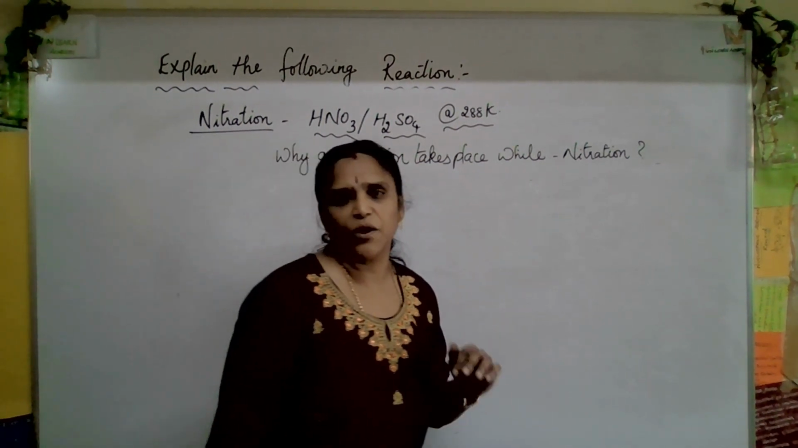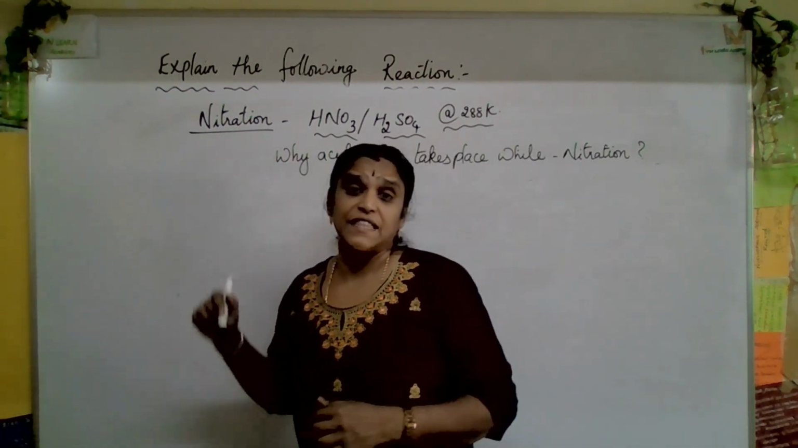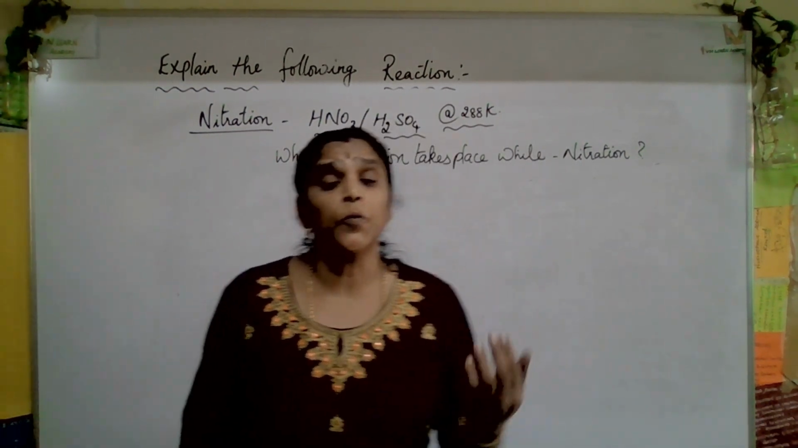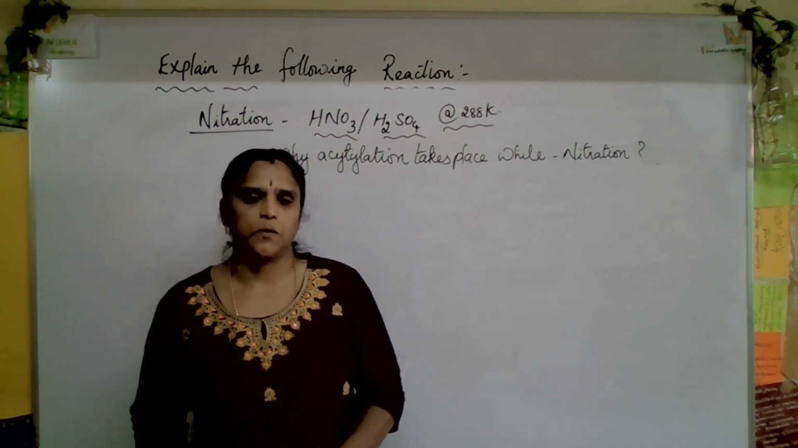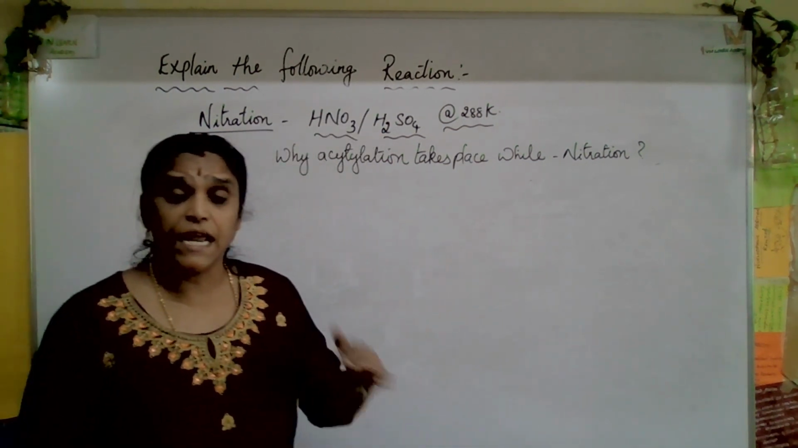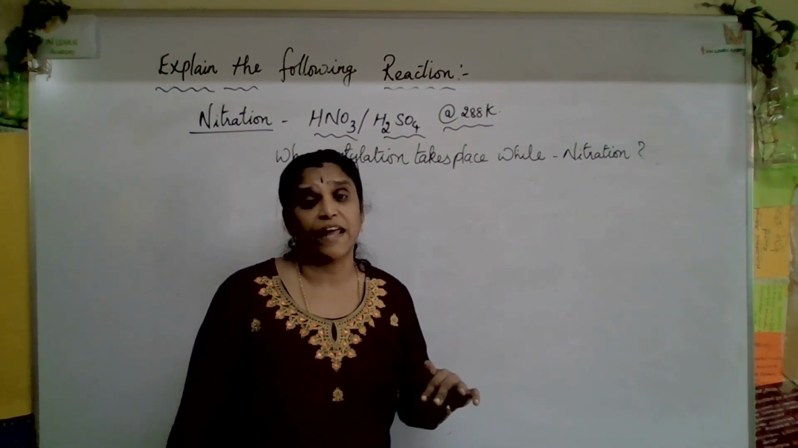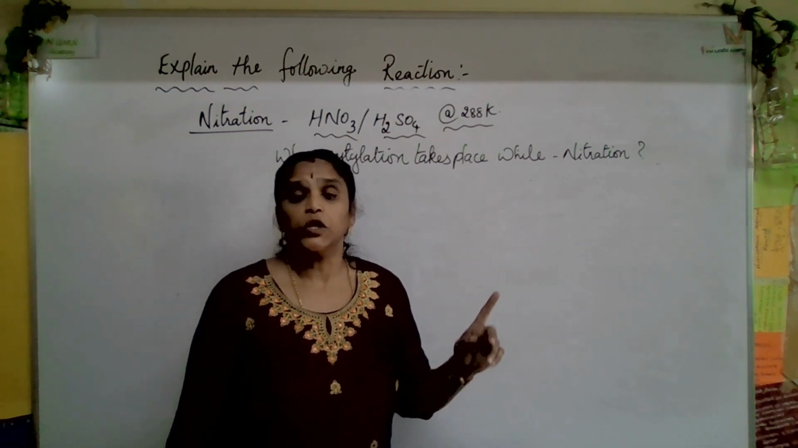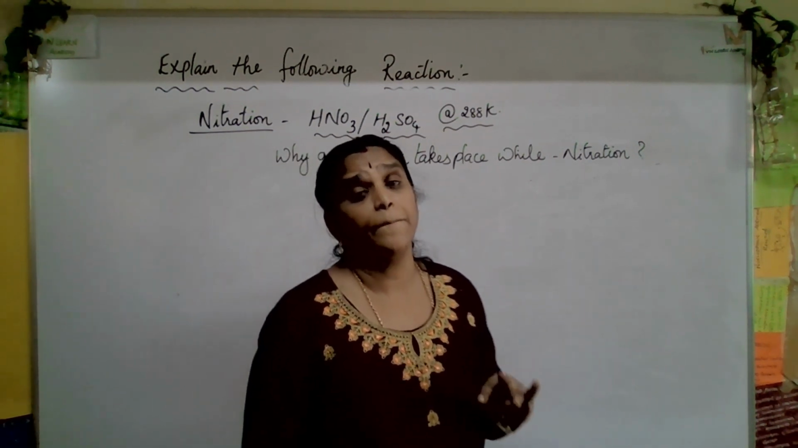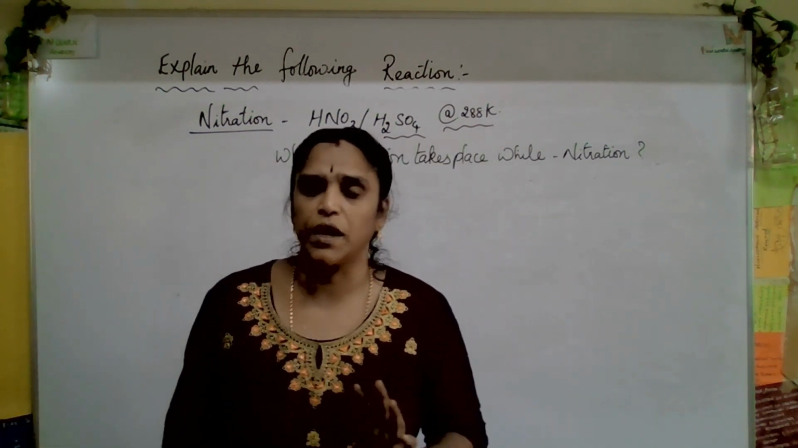Students, as we go through the explanations of the reactions, today we are going to see nitration. How do we get the nitro derivative of aniline from this question? Aniline combined with concentrated sulfuric acid and nitric acid, that nitrating mixture, at 288 Kelvin, you are getting ortho, meta and para derivatives of the nitro compound.